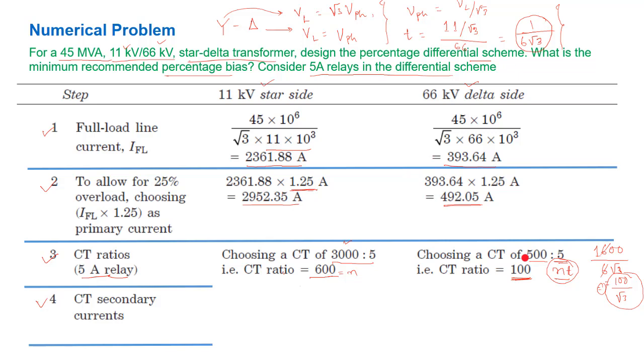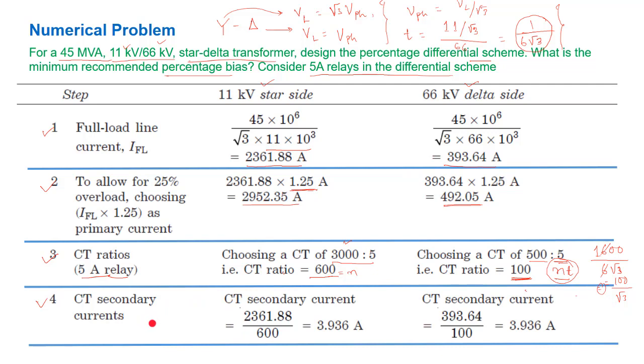Now we can adjust this 1 by root 3 later on by using an interposing transformer. The rest of the 1 by root 3 will be adjusted using the interposing transformer, which is an auto transformer in fact, okay. And we can easily do this adjustment because it is an auto transformer. So now let us see the next step.